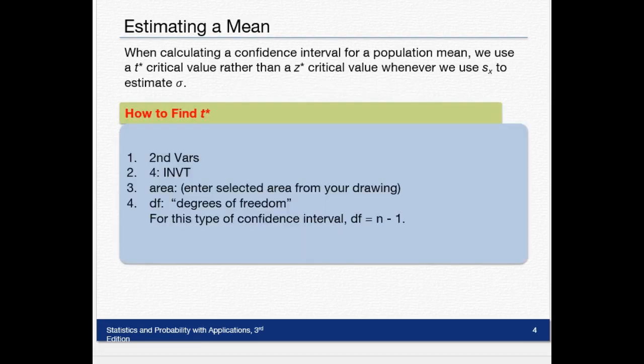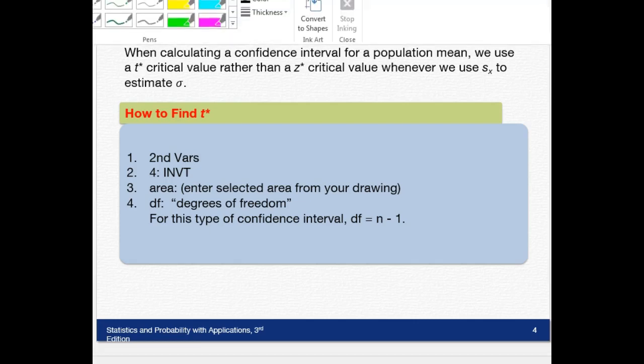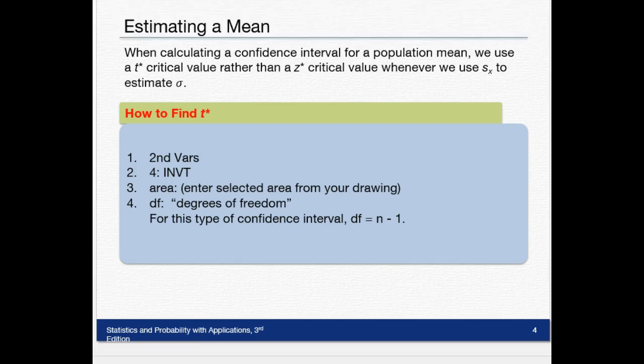So when calculating a confidence interval for a population mean, we use a t star critical value rather than a z star critical value. Whenever we use S, where S is the sample standard deviation, okay? The sample standard deviation. If we have our sample, we probably know that. We don't have sigma. We don't have anything about the population. We're trying to estimate that.